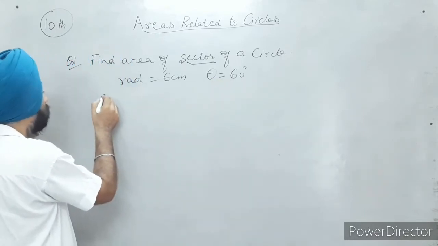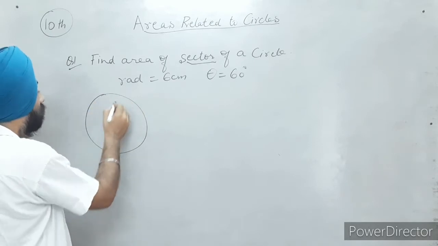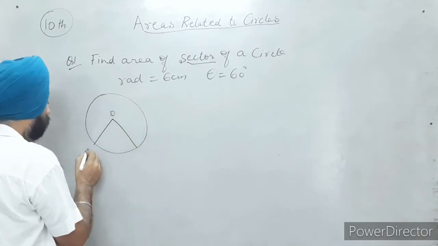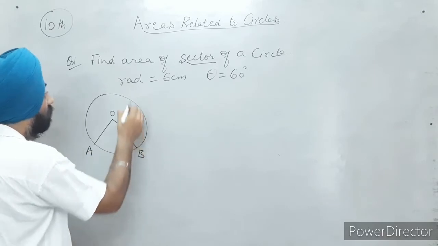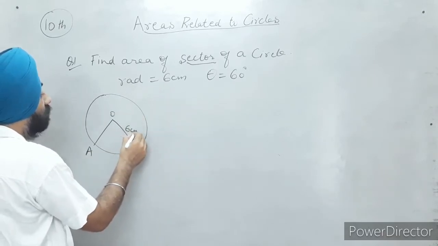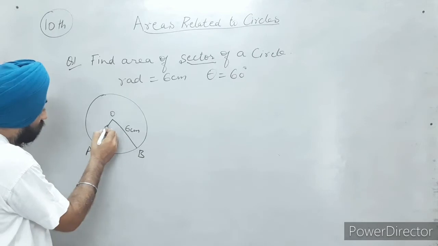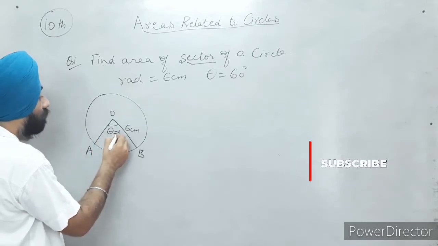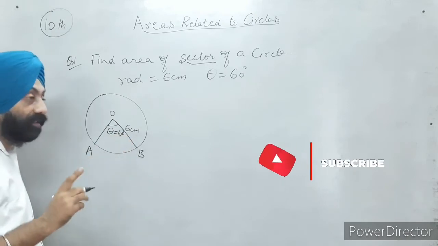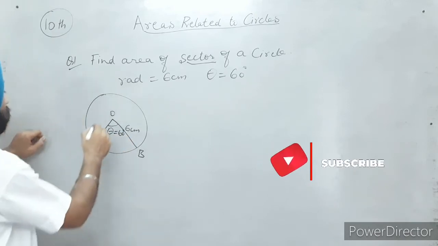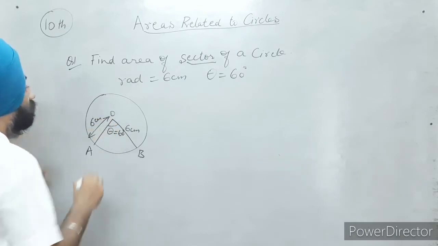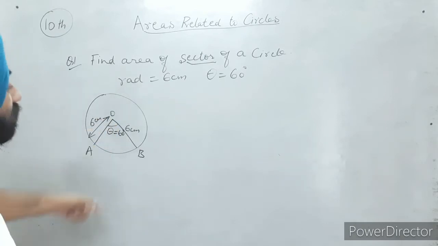Let me draw the figure. This is a circle and this is the center O. This is A, this is B. The radius is 6 centimeters, right? I need this area. Now this is theta, and this theta is equal to 60 degrees. This is given to us. The radius is 6 centimeter. Now I need its area.